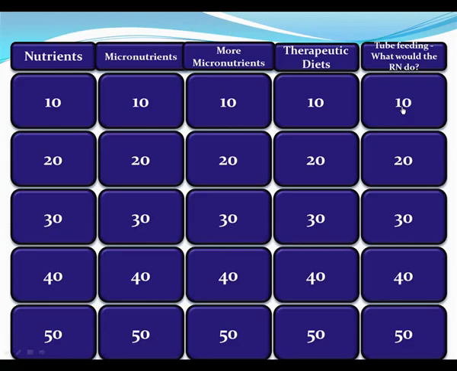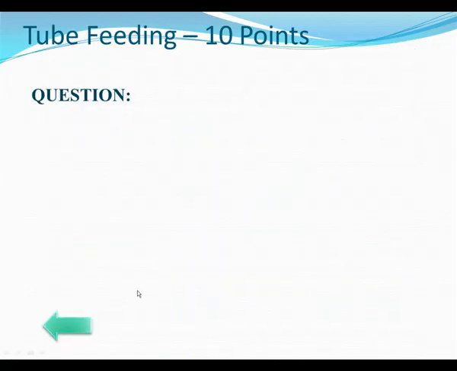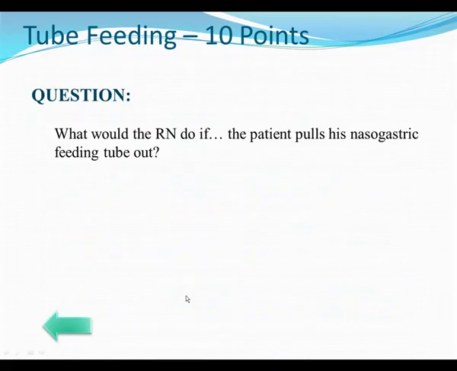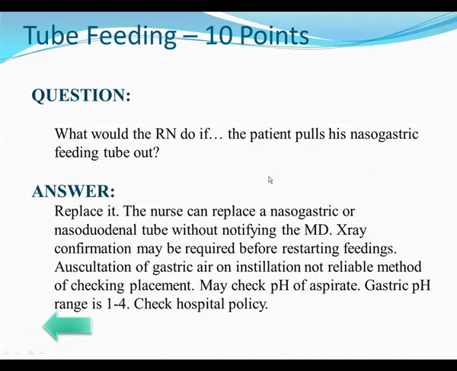Last but not least, here are some questions about tube feedings. If you were the RN, what would you do? What would the RN do if the patient pulls his NG tube feeding out? And you've had this happen, I'm sure, if you've worked in the hospital. Darn those patients. So what do you do? Well, you replace it, which sounds silly, but you realize the nurse can replace an NG tube, and most of the time a nasoduodenal tube, which is one of the duo feeds or the Keofeed tubes, without notifying the MD, assuming you have an initial order to do it.